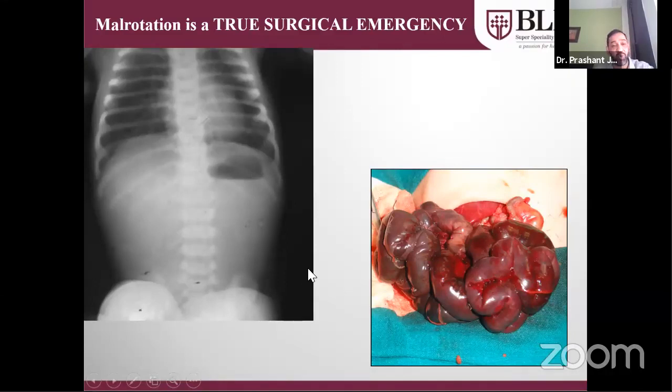So this is a newborn. When examined immediately after birth, the abdomen was distended, tense, with features suggestive of peritonitis, tender, and was taken immediately for exploration, and we found that there was a volvulus with a complete intestinal gangrene. So this gasless abdomen should be taken very, very seriously, especially if it is associated with the signs of peritonitis.